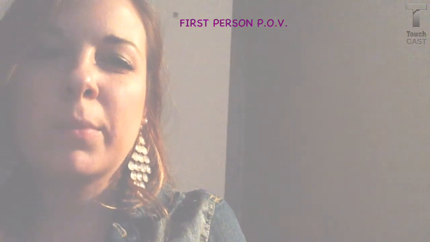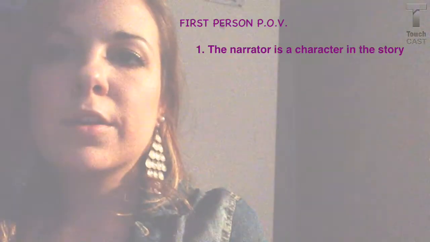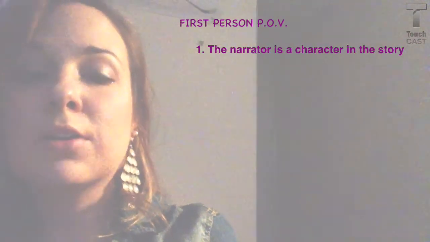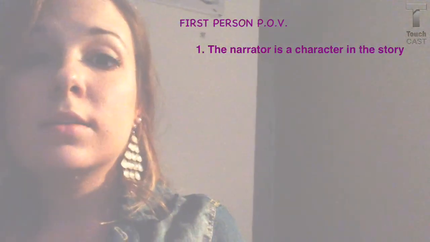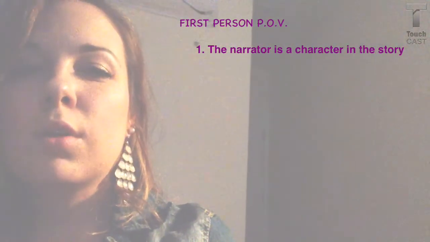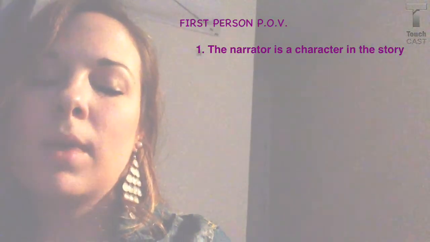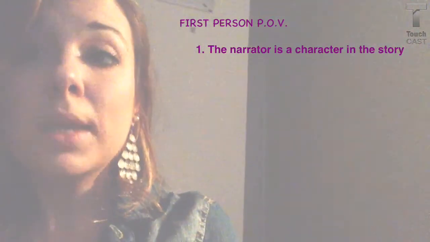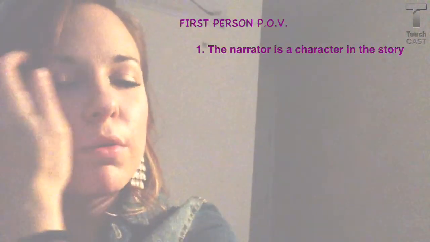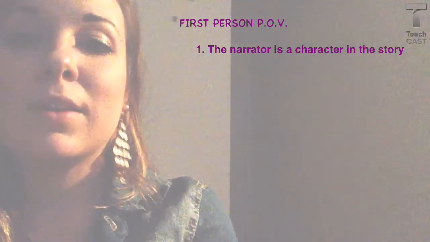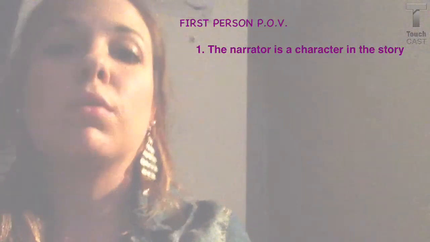You can tell if a story is written in first person point of view in a number of different ways. The first way is if the narrator is actually a character in the story telling the story to you. So they might use words like I or my or me, myself. Okay, you know that it's first person point of view if it's actually a character telling you the story.